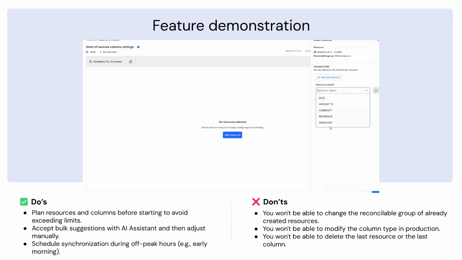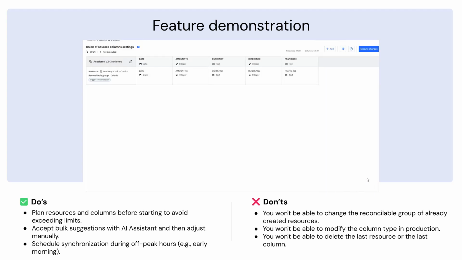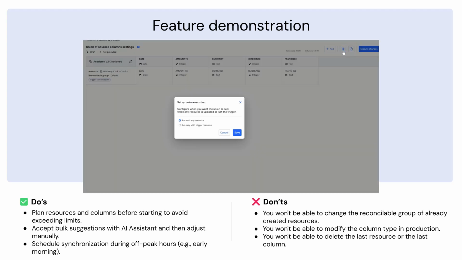Keep in mind that once the union is saved, you won't be able to modify the reconcilable group or the data source. You also won't be able to change the column type, meaning the data type, from the configuration. This is because doing so could affect your reconciliation or the process that the union triggers. So that's important to remember.